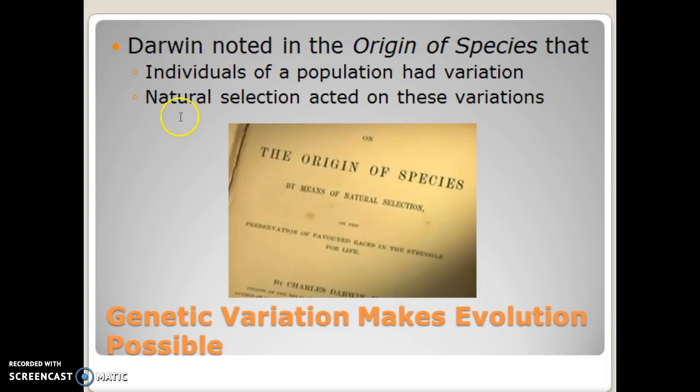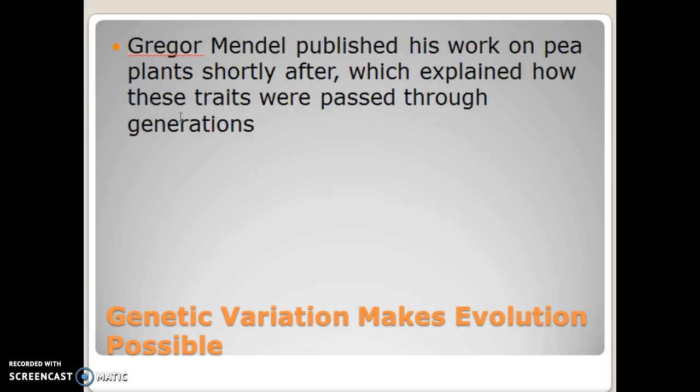So despite understanding this stuff within populations, what Darwin didn't understand was Mendel's discovery with how traits are inherited from parents by offspring. So Mendel, he actually published his work on the pea plant shortly after Darwin published his findings on the origin of species, but it was Gregor Mendel that explained how those heritable traits were passed through generations.